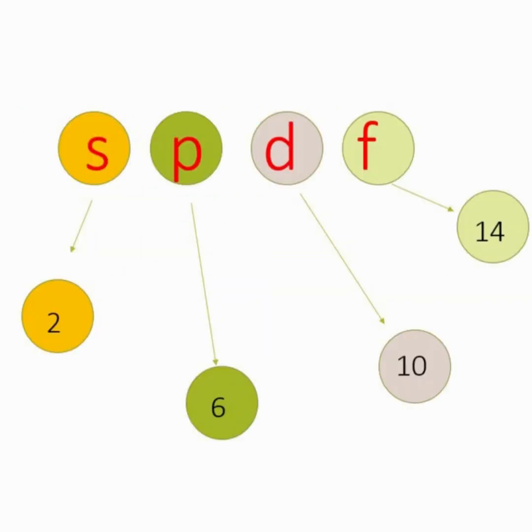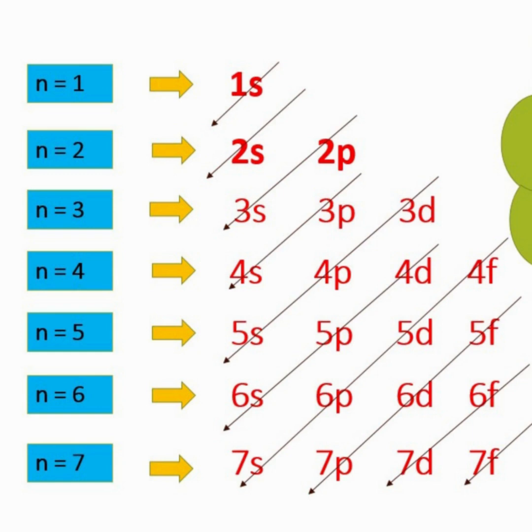Each of these subshells can accommodate a different number of electrons. For example, s can accommodate 2 electrons, p can accommodate 6 electrons, d can accommodate 10 electrons and f can accommodate 14 electrons. Now students, I hope the concept of shells and subshells is clear to you. So we will move towards the electronic configuration.